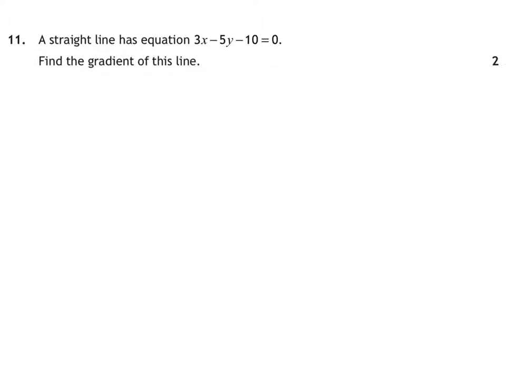Okay, number 11. A straight line has the equation 3x minus 5y minus 10 is equal to 0. Find the gradient of this line. Normally, if it's in the form of y equals mx plus c, which is the general equation of a straight line, it's whatever's in front of your x. So what we need to do is rearrange this so it's in the format of y equals mx plus c. So we need to make y the subject of this formula. And then whatever we've got in front of the x, once we've done that, that's our gradient. Stop the video, go and have a shot.